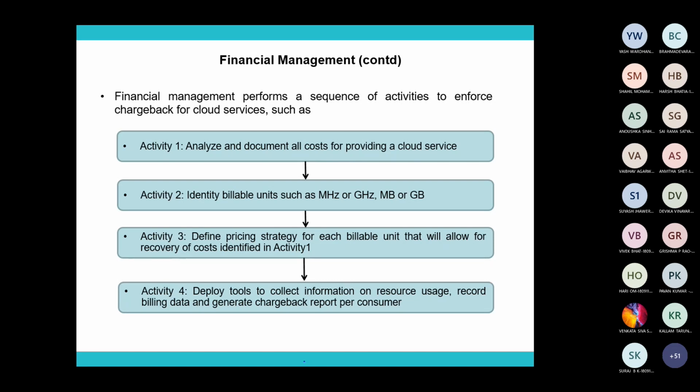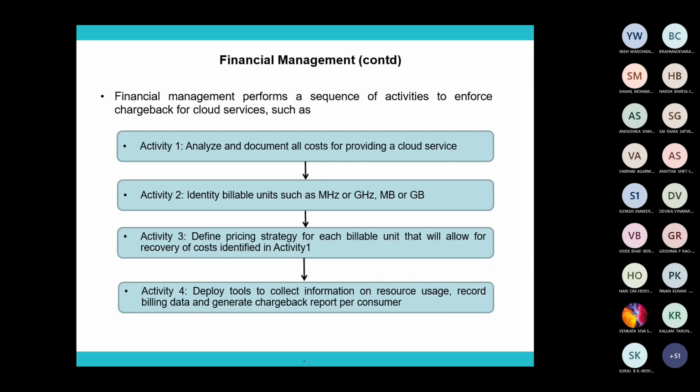The second one: identify the billable unit, how it can be charged. The resources are charged in terms of what? With respect to CPU, maybe megahertz or gigahertz, or maybe RAM. If it is 4 GB RAM, this much price. If it is 8 GB RAM, this much price, and so on. Then, based on that, define a pricing strategy for each billable unit, so that it will allow recovery of the cost identified in activity one.